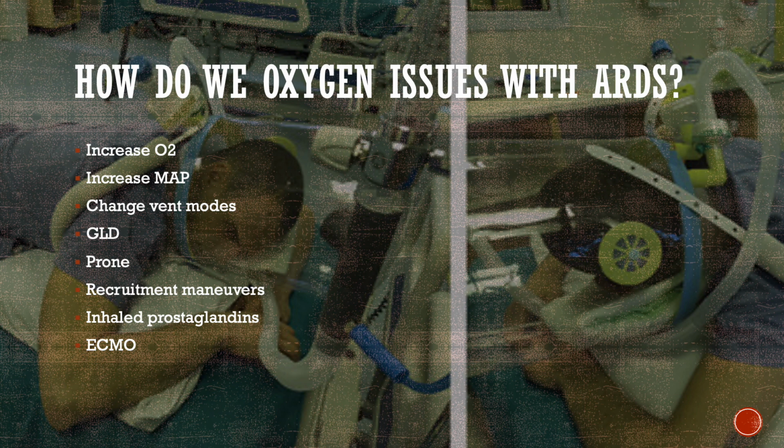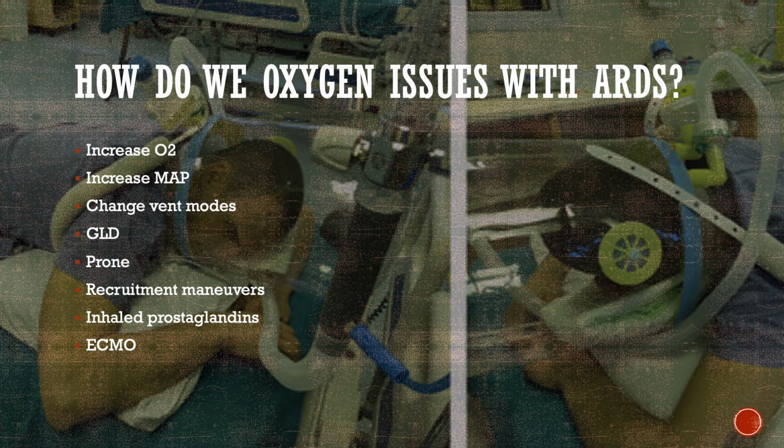Recruitment maneuvers, where we jack up the PEEP to 30 to 40 for 30 or 40 seconds, and we hold those lungs open, try to recruit them, and then we come back off of them. Now, mean airway pressure increases like PEEP and I time, as well as recruitment maneuvers, can cause blood pressure drops by causing intrapulmonary shunting. So you want to watch your blood pressure when you do this.